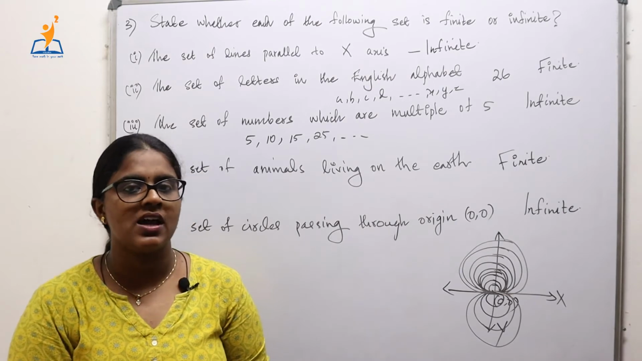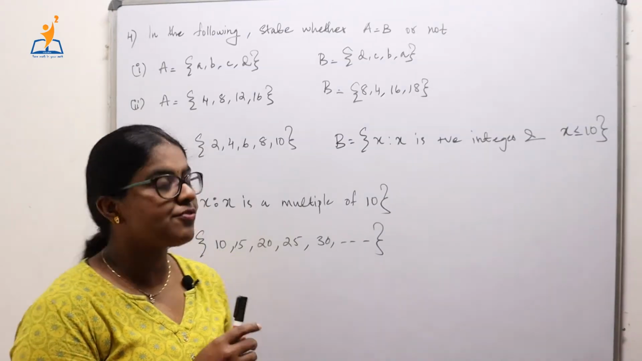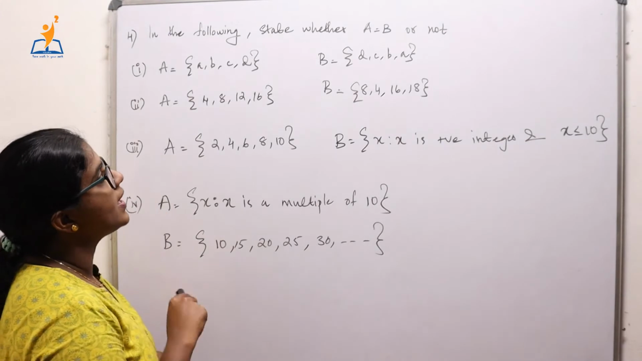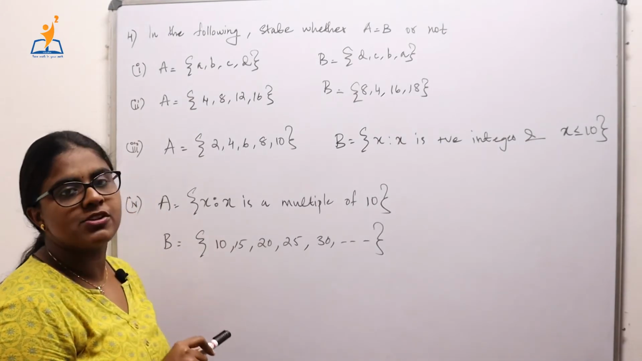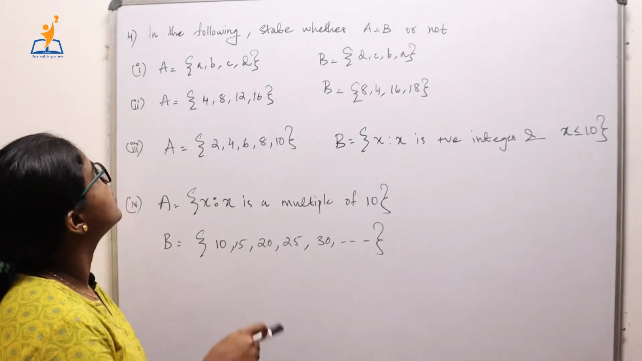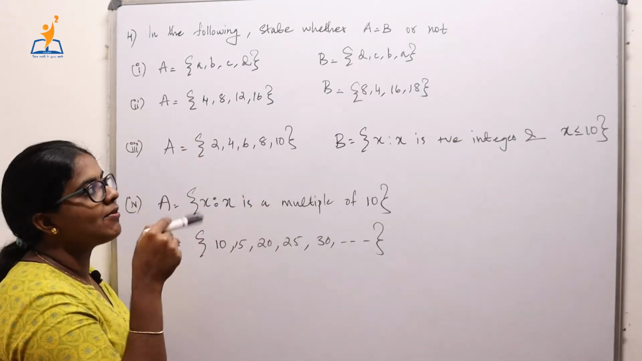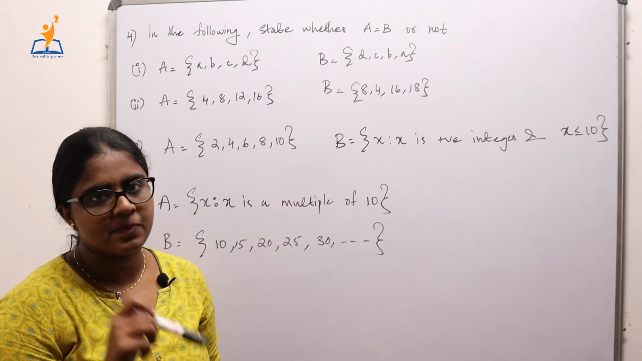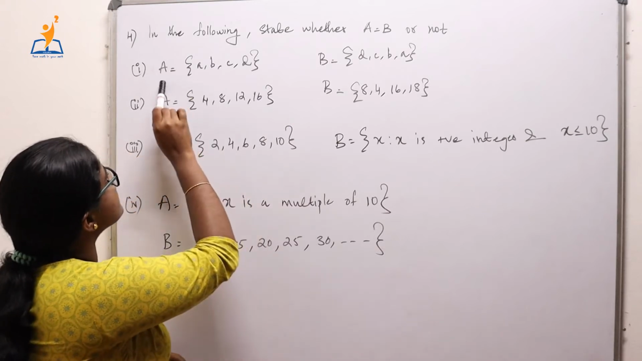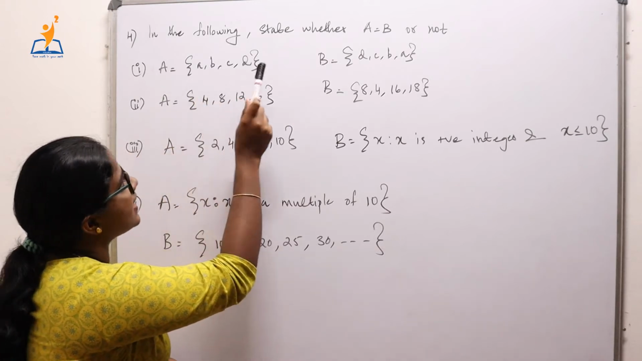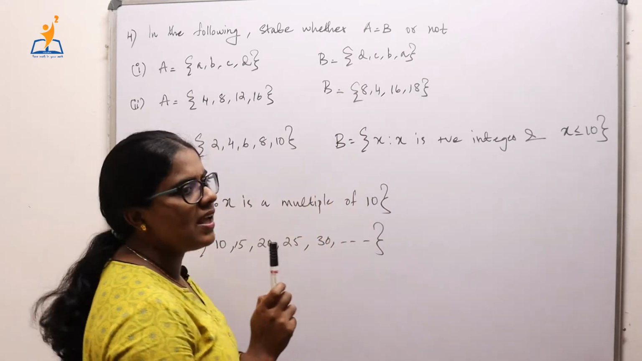Now we shall go to the fourth question. Consider the fourth question. In the following, state whether A equals B or not. We have to check whether the sets A are equal to the corresponding sets B. Now in the first question, A is {a, b, c, d} and B is {d, c, b, a}.